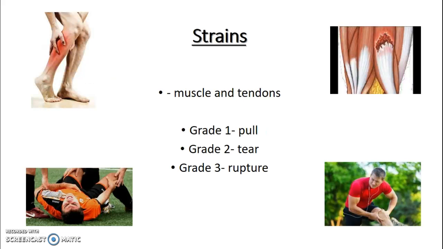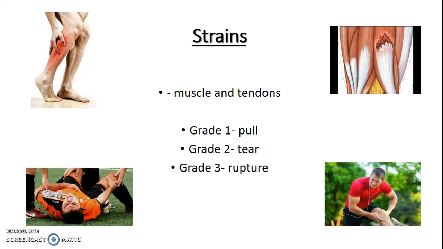Next one is strains. So this is more muscles and tendons. This happens more in muscles, so like biceps, quadriceps, and then tendons around the muscles, which can also get hurt as well. So grade 1 is a pull. A pull is a very slight twinge of the muscle or tendon. This is where it's just slightly pulled, so there's a bit of soreness, but you're able to carry on, still have the range of movement, still have the ability to use it.